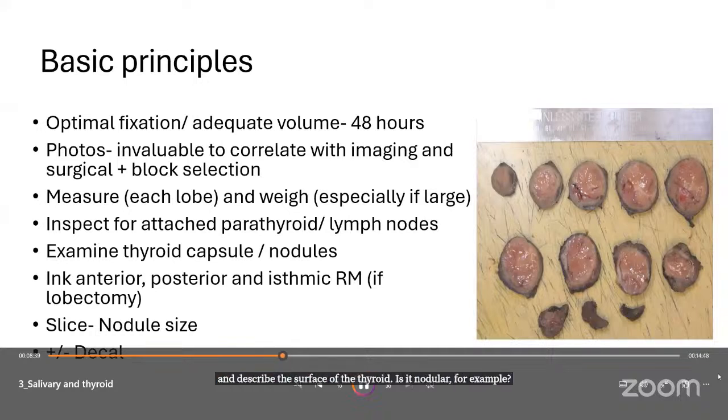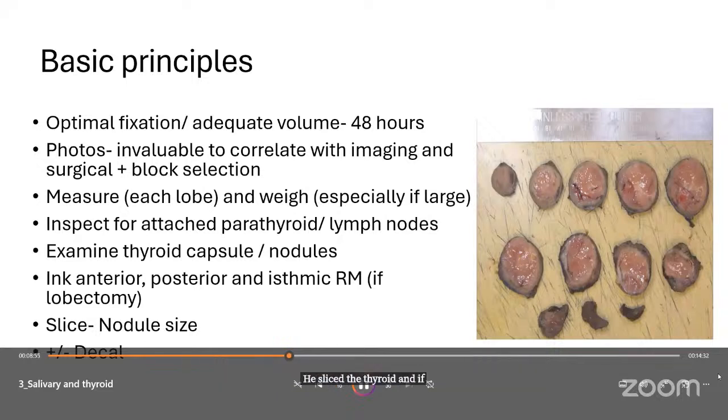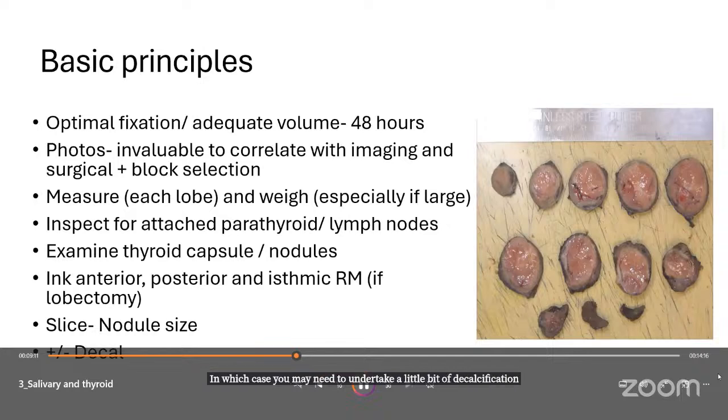Our local preference is to ink the anterior and posterior aspects of the thyroid in different colours, and in the case of a lobectomy, you may wish to ink the resection margin in a 3rd colour. You slice the thyroid, and if you come across any nodules, then you should also record the size of each nodule. Some nodules on slicing show a degree of calcification, particularly if the nodule is long-standing, in which case you may need to undertake a little bit of decalcification with formic acid.